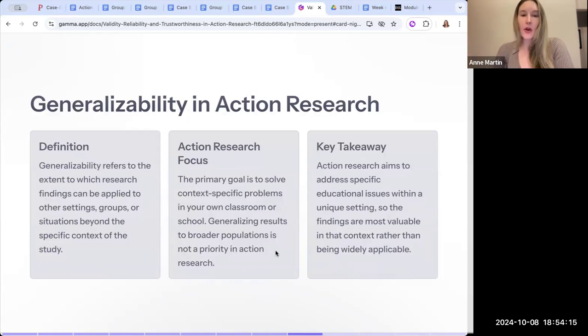So again, the primary goal is your context-specific problem. Trying to generalize it to the broader population is not your priority, but it could transfer to another period that you have, another year. It could influence your colleagues. So it could have some impact in that way.